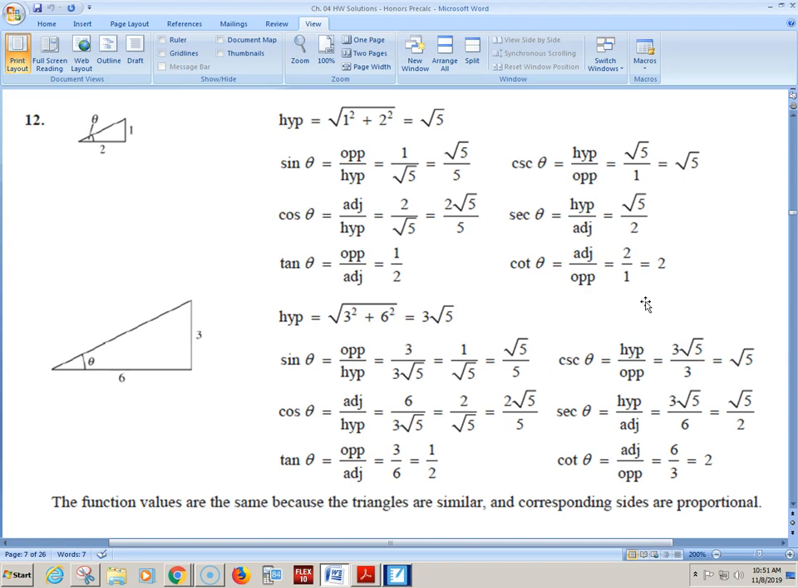So anyway, there's all 6: sine, cosine, tangent, and then you flip them. And if you guys notice, it's a lot easier to flip from the non-simplified form than to flip from the simplified form. But to be honest, it might have even been easier to just think about cosecant being hypotenuse over opposite, and secant being hypotenuse over adjacent, etc.